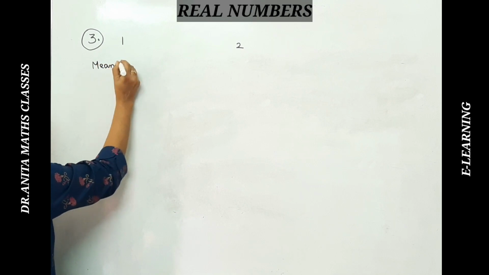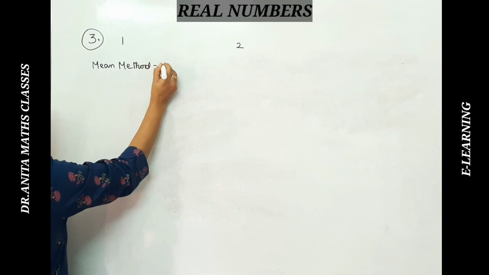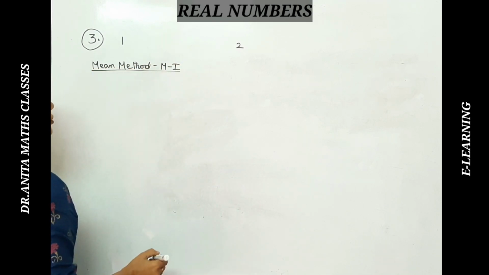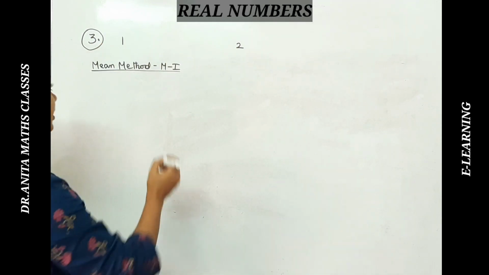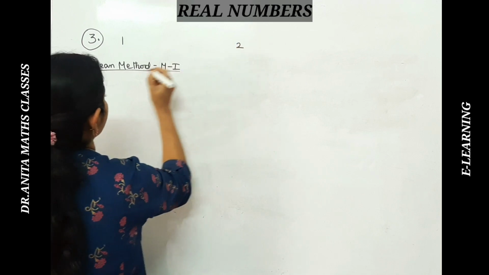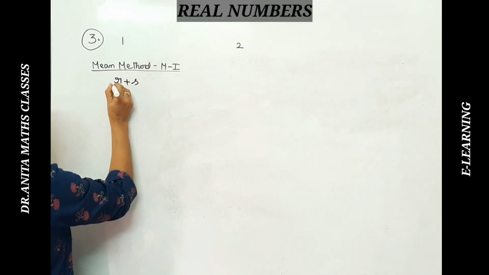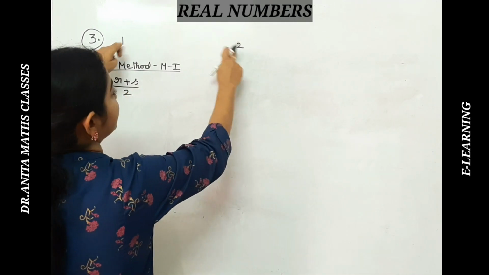Mean method. This is the first method. Okay, method 1. So, inserting between two numbers, how do we get it? Suppose this is R and this is S. The mean method is nothing but finding the average between those two numbers, the mean of these two numbers.